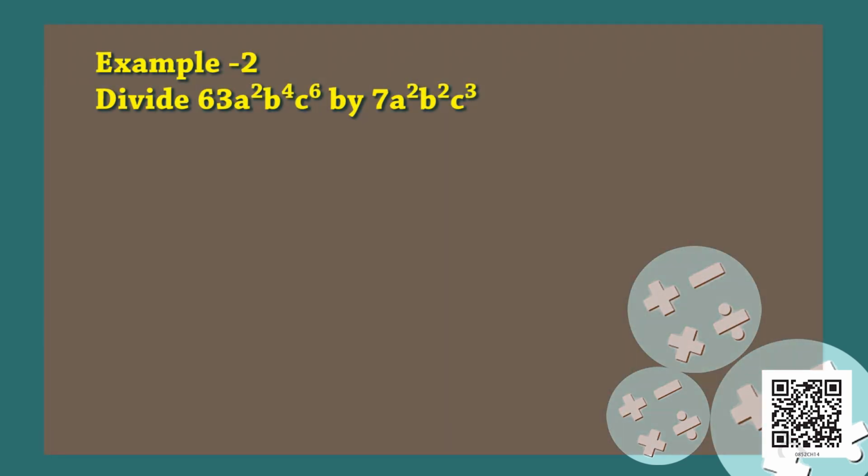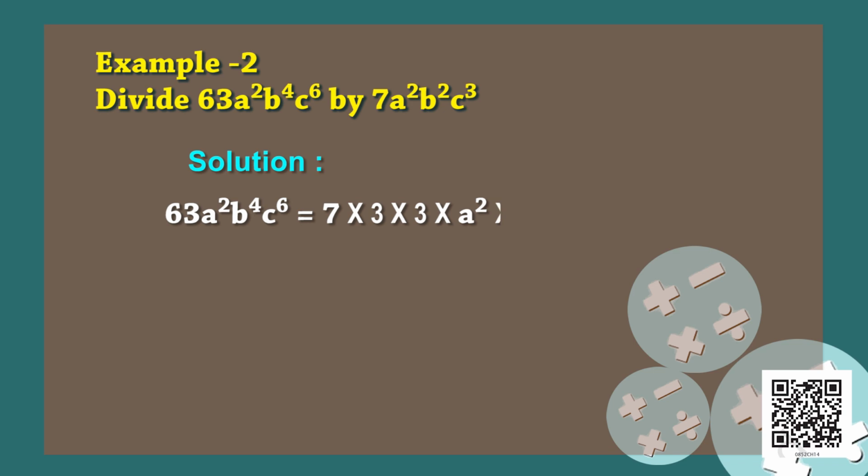Example 2. Divide 63 a square b to the power of 4 c to the power of 6 by 7 a square b square c cube. Just like in the previous problem, look at the first term, that is 63 a square b to the power of 4 c to the power of 6 is equal to: the factors of 63 are 7 into 3 into 3 into a square, you keep it as it is, into b to the power of 4 can be written as b square into b square, and c to the power of 6 can be written as c cube into c cube.